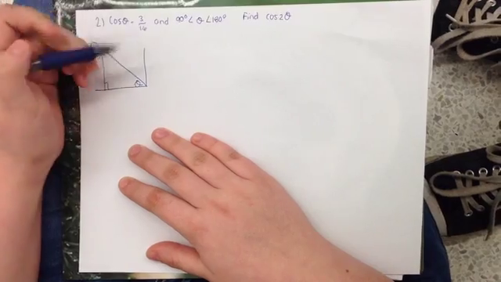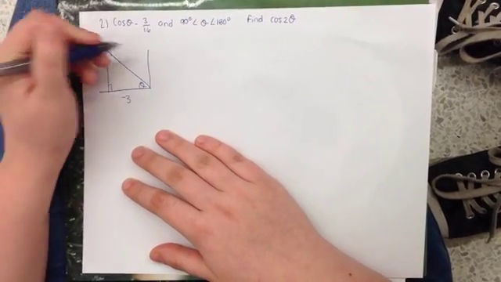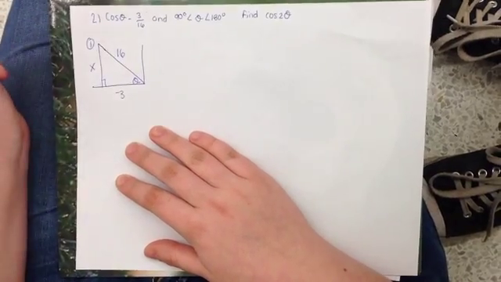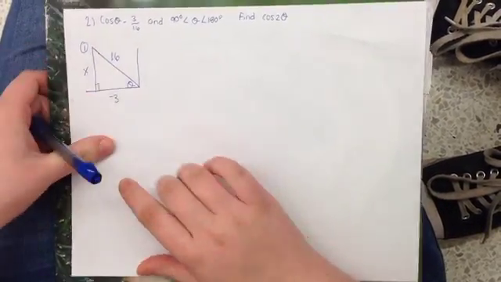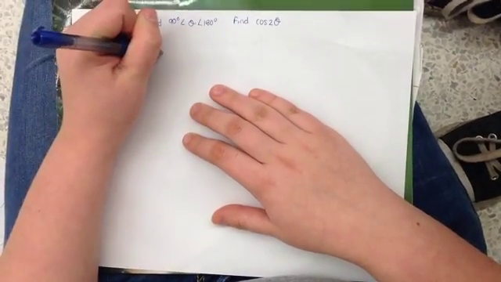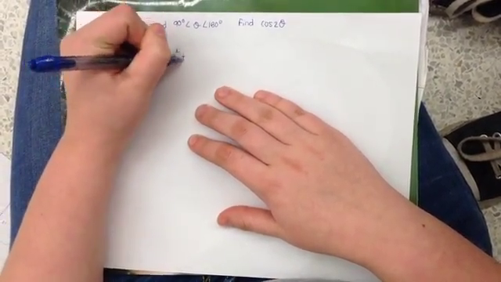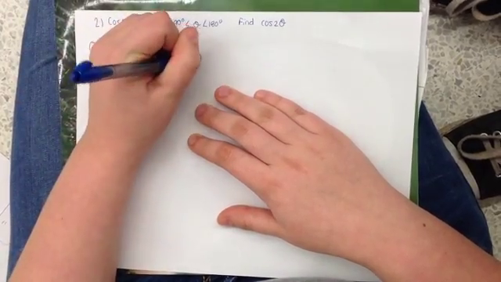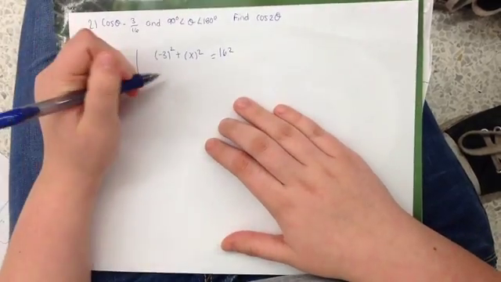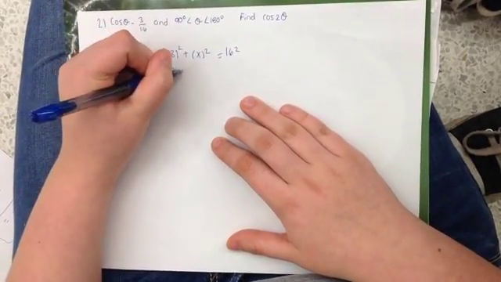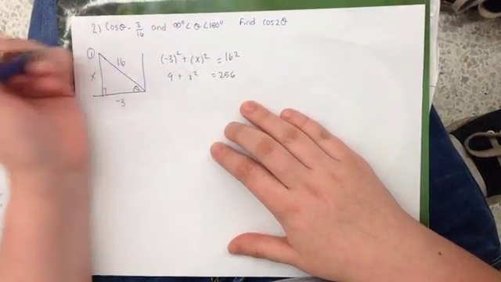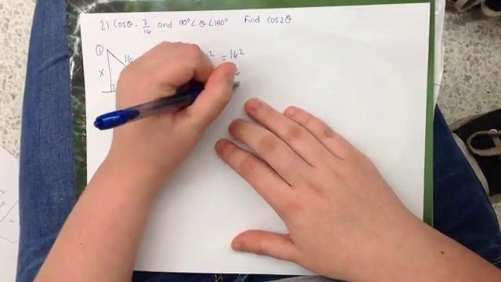And so it gives us cosine, so that means this is negative 3. And then our hypotenuse is 16, so we're going to find our opposite side. To do this, we're going to use the Pythagorean theorem. So we're going to do negative 3 squared plus, we'll just call it x squared, and then it's going to equal 16 squared. Okay, so this is 9 plus x squared equals 256, and you're going to subtract 9.